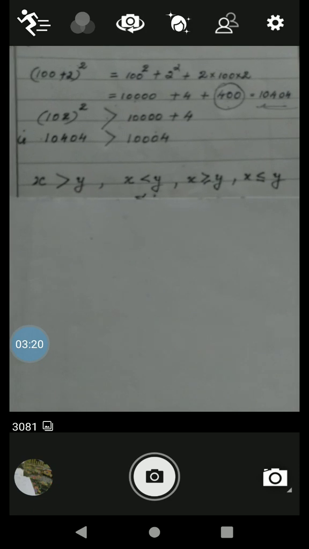This is what is called an inequation. Both sides are not equal. We can use some more symbols. Which are they? Greater than sign, less than, less than or equal to, greater than or equal to. All these are symbols for inequations. You can see here two variables: x is greater than y, x is less than y, x is greater than or equal to y, x is less than or equal to y.